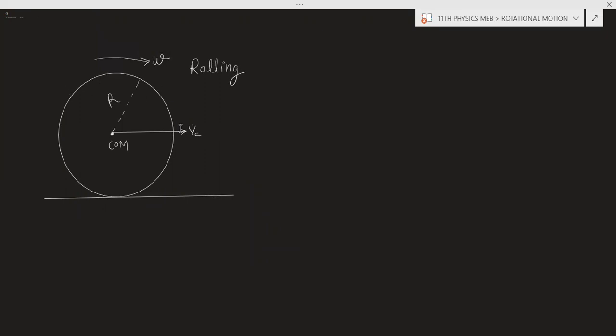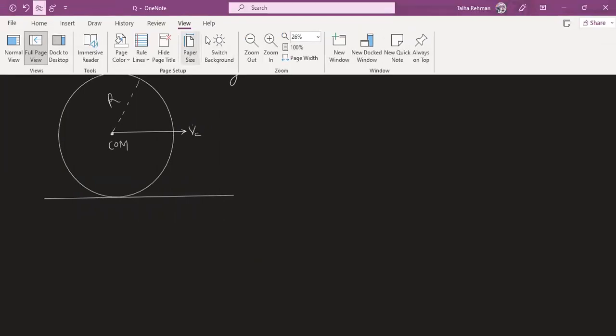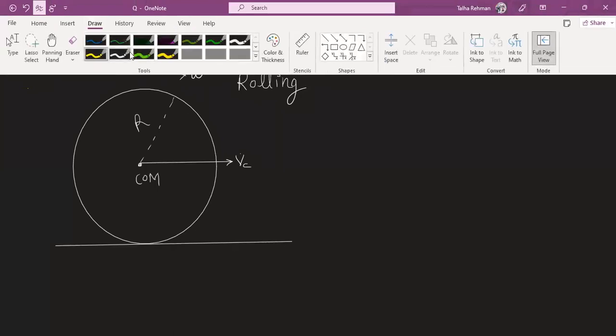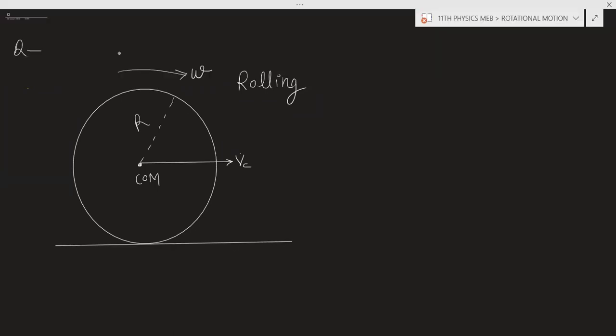Okay, there is a sphere. In the question it is given, there is a sphere. This is the center of mass of the sphere. R is the radius of the sphere. This sphere has the velocity of center of mass Vc, and it is rotating with an angular velocity of omega, having the radius r, and it is performing the rolling motion. And this is a solid sphere.